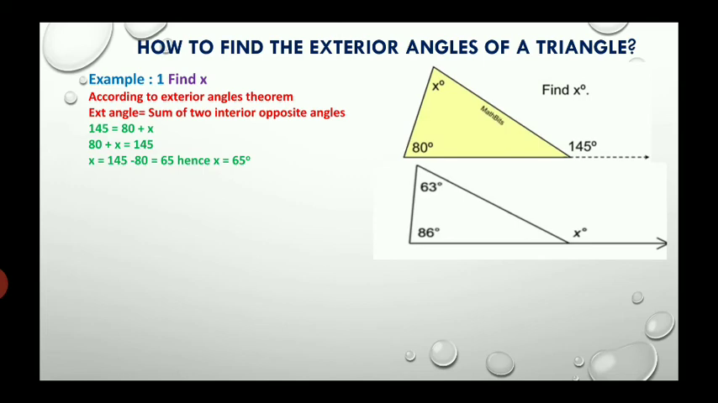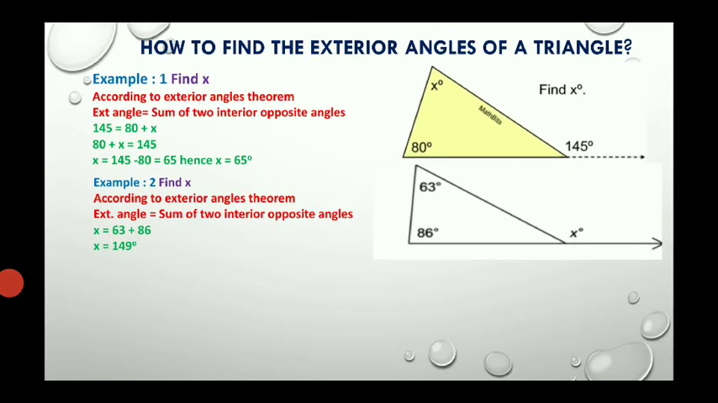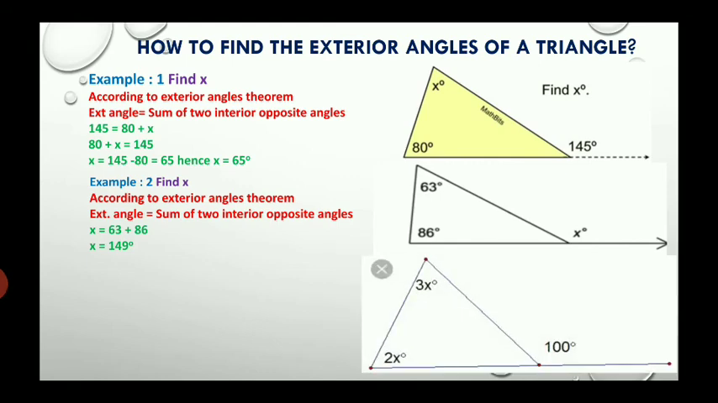Another one, you are told to find the exterior angle x. First you see what the opposite angles of x are, that is 63 and 86. So 63 plus 86 is equal to x. So directly the answer will come. So see example 2, x is equal to 63 plus 86, which is 149. Next you see 3x and 2x, and the exterior angle is given as 100.